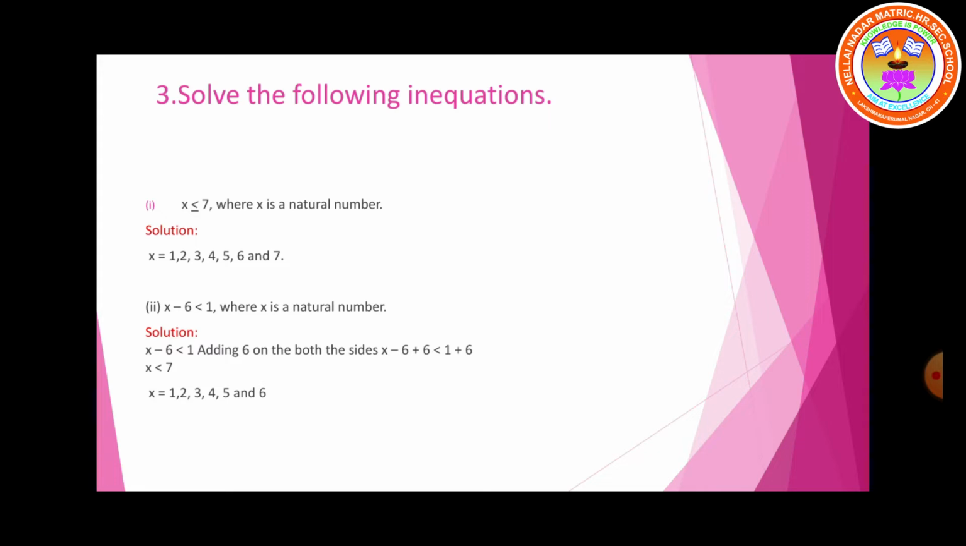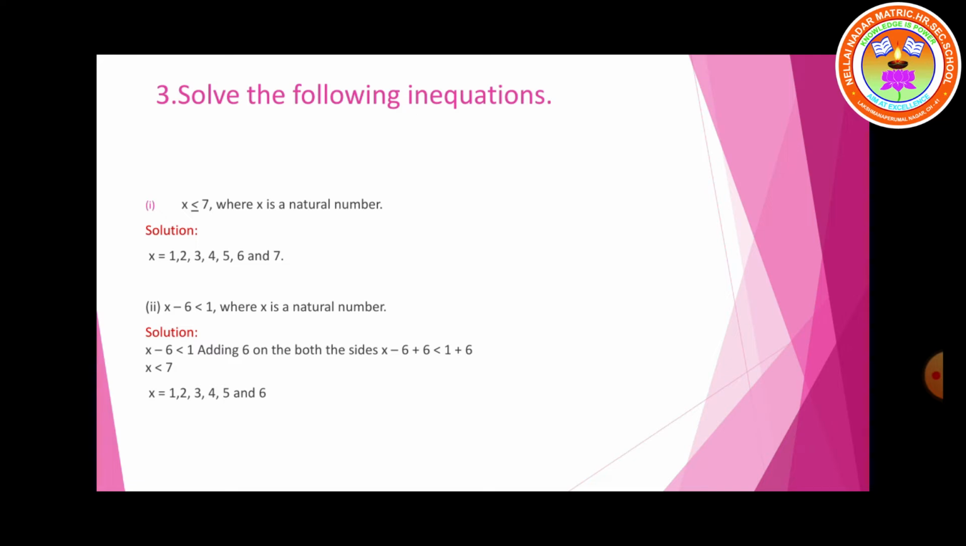X less than or equal to 7, where x is a natural number. Natural numbers means the counting numbers 1, 2, 3, etc. are called the natural numbers. Here x less than or equal to 7. X less than 7 or equal to 7. Therefore x equal to 1, 2, 3, 4, 5, 6 and 7.